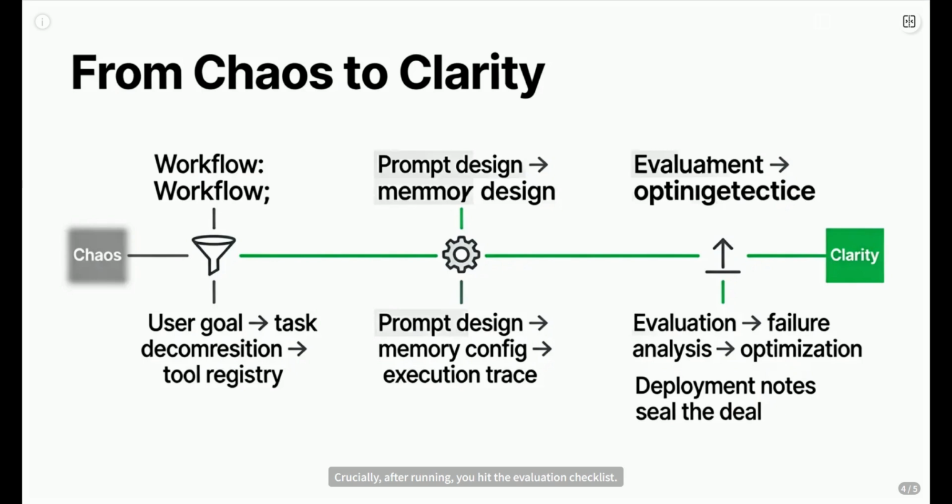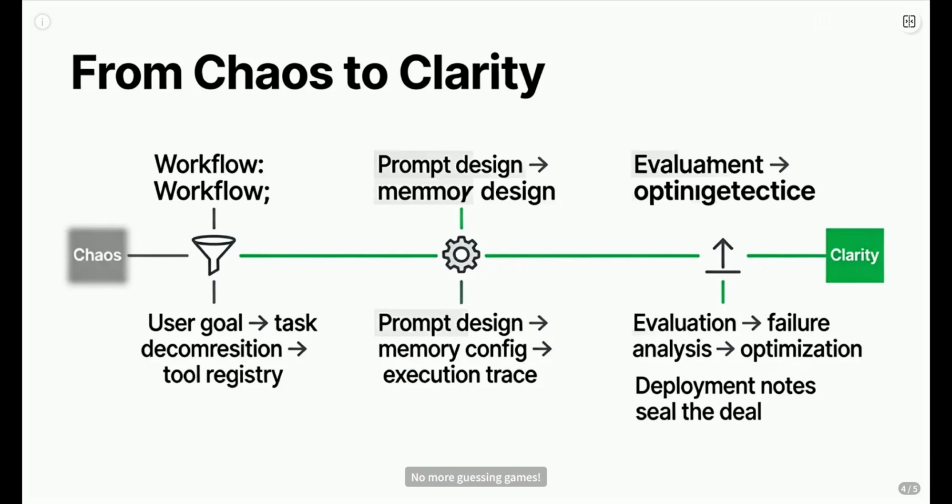Crucially, after running, you hit the evaluation checklist. If things go sideways, the failure analysis module helps pinpoint why. This leads directly to optimization. And finally, before deployment, you generate deployment notes summarizing everything. It's a complete, reviewable cycle from scattered material to a polished output.